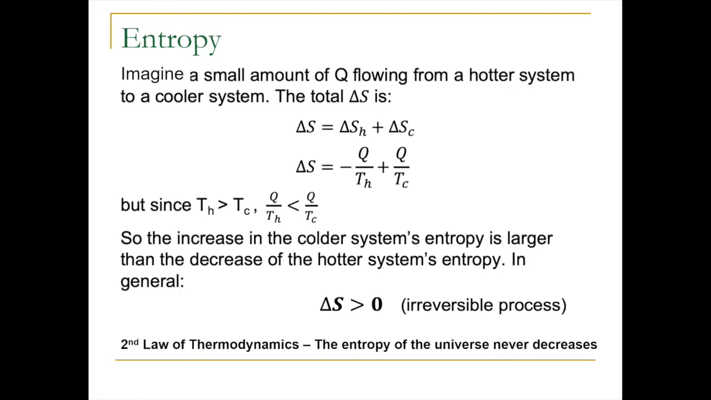But now something interesting happens, because we know that the hot temperature is larger than the cold temperature. Well, that means that if we look at these fractions, the actual magnitude of Q over T hot has to be less than the magnitude of Q over T cold. And what that means is, even though there is a decrease in entropy in one end, the increase in the colder system's entropy is larger than the decrease of the hotter system's entropy.